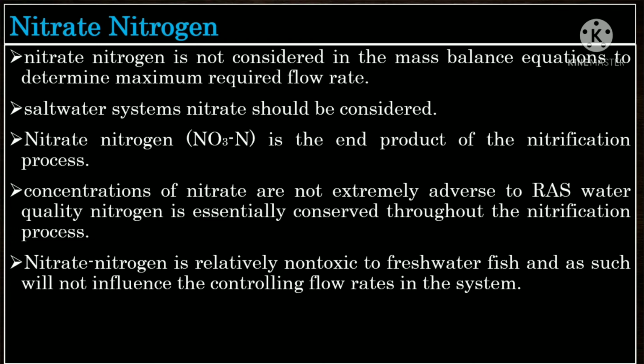So the nitrogen is essentially conserved through the nitrification process. So nitrate nitrogen is relatively non-toxic to freshwater fish, and as such will not influence the controlling flow rates in the system.